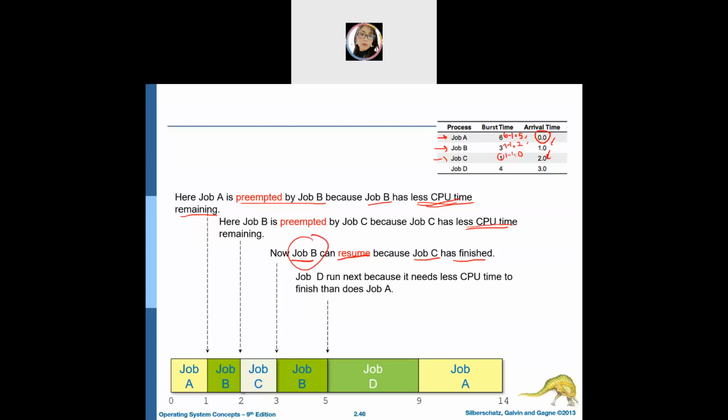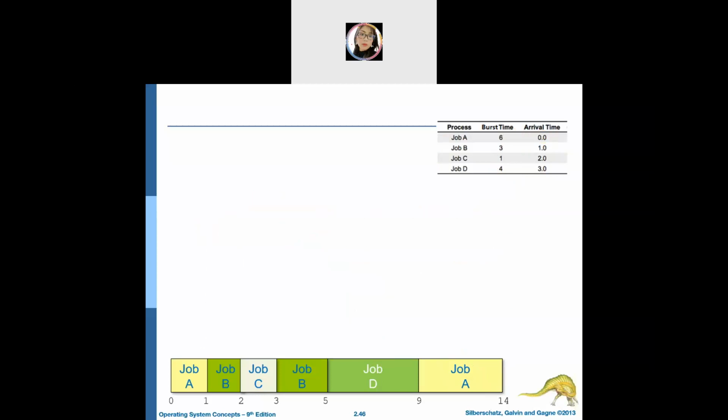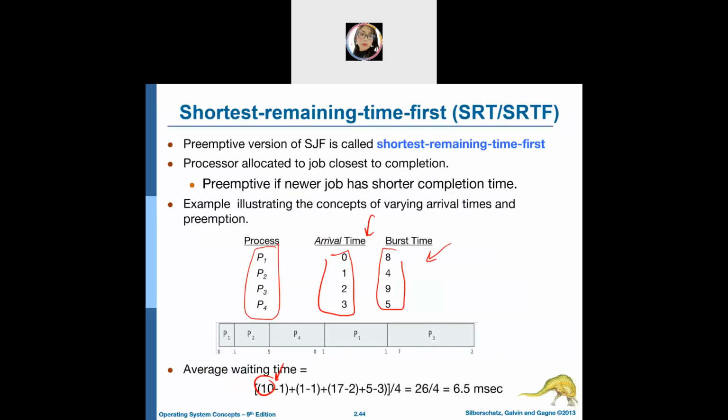After job B is done, you're going to go to job D. Why job D? Because it has less CPU time compared to job A. It is only 4 and A is 5. So you finish it, and the rest will be resumed because only A is left. So it finishes. So this is how you're going to do it for this third algorithm, SRT, SRTF.